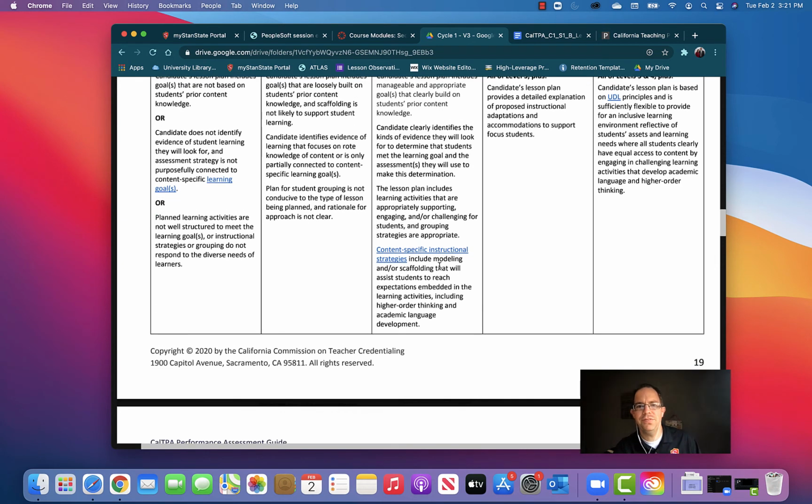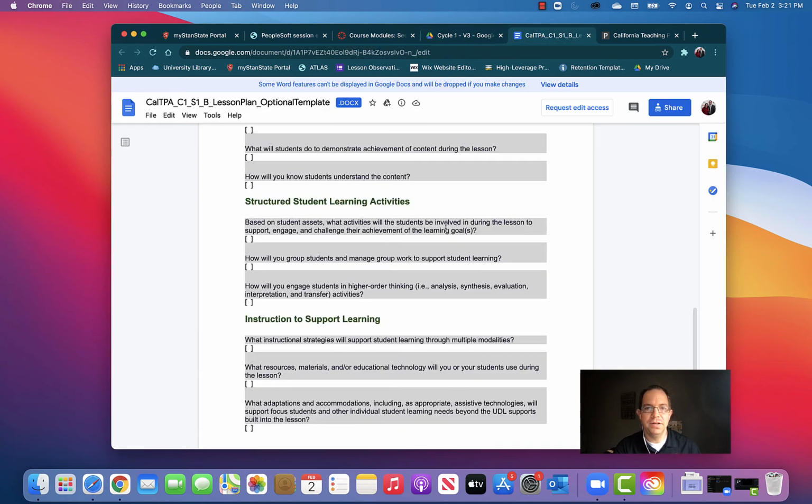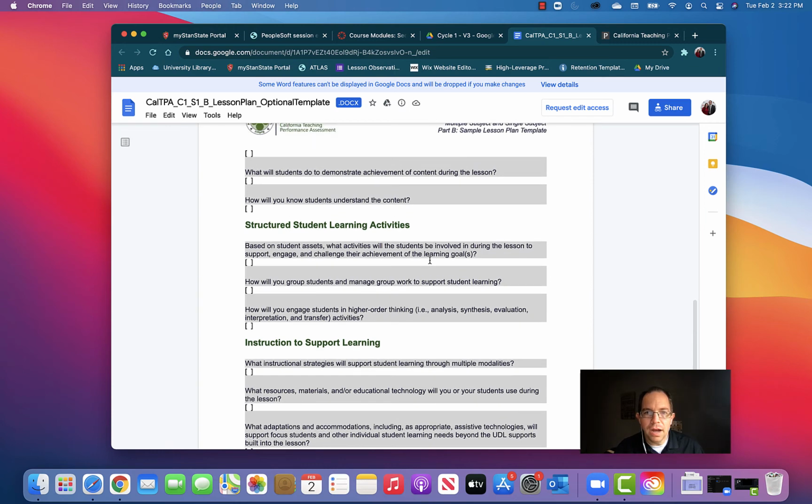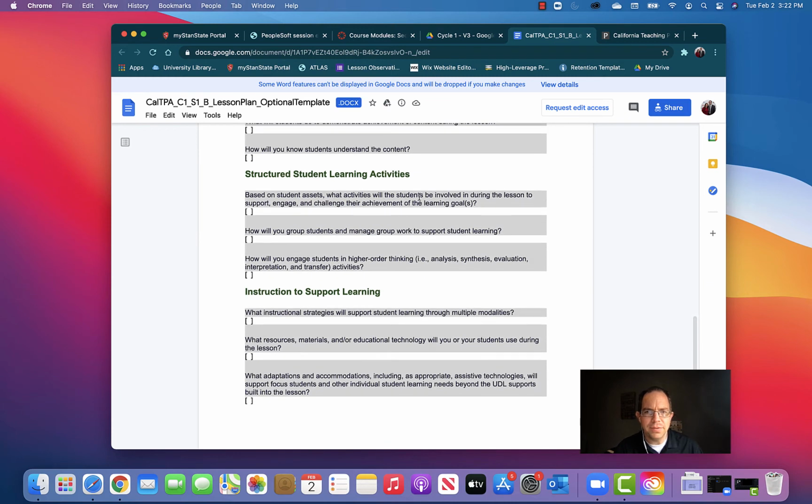Okay, content-specific instructional strategies, including modeling, scaffolding that will assist students to reach expectations embedded in the learning activities, that also include higher order thinking and academic language development. They made it very clear. They're going to look for that, right? I think it was here. There was another spot. I think it was here and then here. Yep. Right. So the higher order thinking piece there.